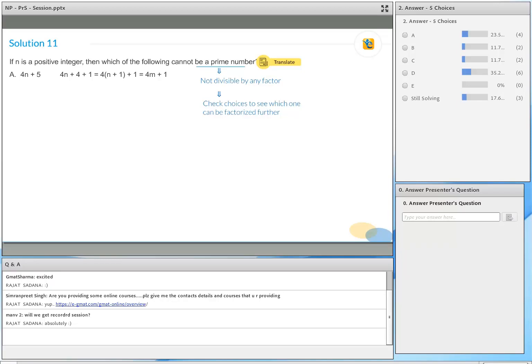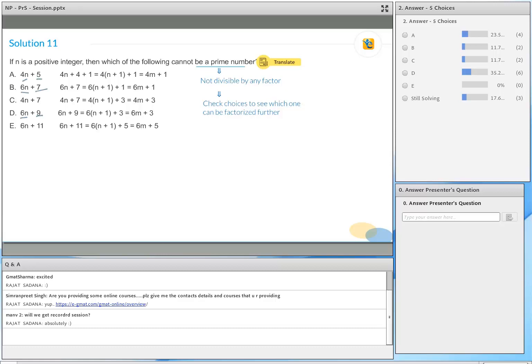4n plus 5, you cannot factorize this further. There's nothing common between 4 and 5, right? 6n plus 7, you cannot factorize this further. There's no factor common between 6 and 7. 4n plus 7, again, nothing common between 4 and 7. 6n plus 9, there's definitely 3 as a common factor between 6 and 9. So this one can be factorized further, which means this cannot be a prime number. The main thing here is that you translate the information and come up with the mechanism to solve this question, which is to find which one can be factorized further.